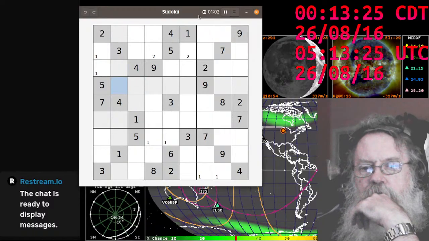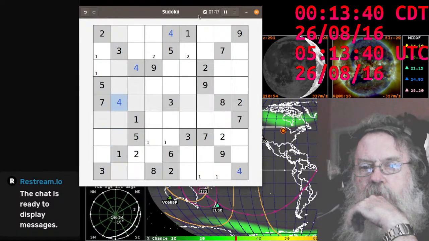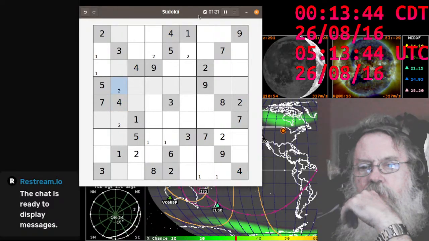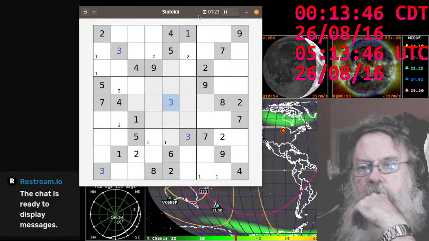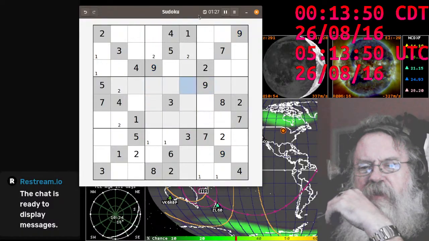Let's check other places for 2s. I've got two possibilities here. Two possibilities, one possibility here. It's that one. Turns that into a 2, not a 2 there. One of these two is a 2. I've got four possibilities here.